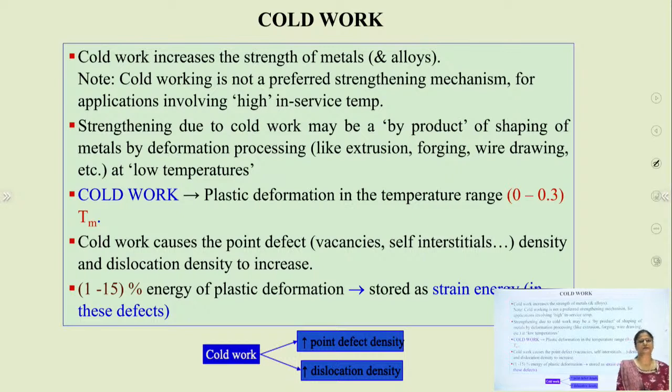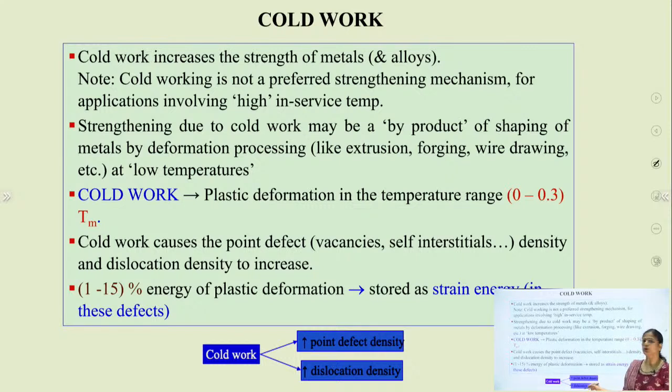Strengthening may be called a byproduct of shaping of the metals by the plastic deformation processes of cold working, like rolling, extrusion, forging and drawing. When we do the cold deformation or cold working at low temperature, strengthening always occurs. As we know, during cold working, the plastic deformation occurs in the temperature range from 0 to 0.3 times the melting point of the material, and during cold working, point defect and dislocation defect density increases, and 1 to 15% of the energy of plastic deformation is stored as strain energy in these defects.